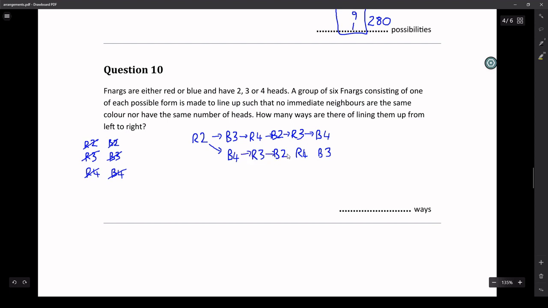So what that tells us then is whichever one we start with, now here we just randomly picked red with 2, but it could be anything. Whichever one we start with, there's going to be 2 possible lines and there's 6 possible starts. So there's 6 possible ones to start with, and each of them is going to give 2 possible lines. So we're going to end up with 12 different possible orders.